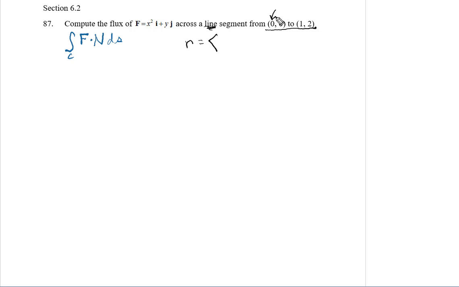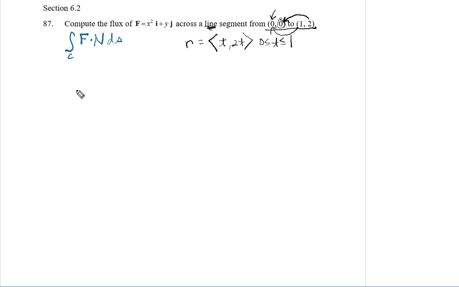We'll take 0 plus 1 minus 0, which is 1, times t. So that would be just t. And 0 plus 2 minus 0, or 2t. So there's the parameterization for our curve, or the line segment, from 0, 0 to 1, 2.